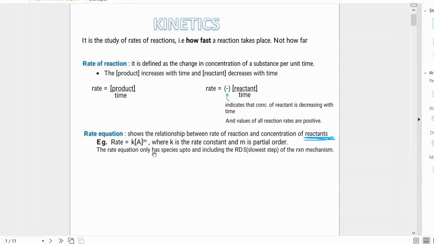So the rate equation only has species up to and including the RDS of the reaction mechanism. This rate equation only will have the reactant species involved up to and including the RDS. Up to and including means before the RDS and in the RDS. The reactant species that have been involved before the RDS step and in the RDS step, those reactant species are included in the rate equation.